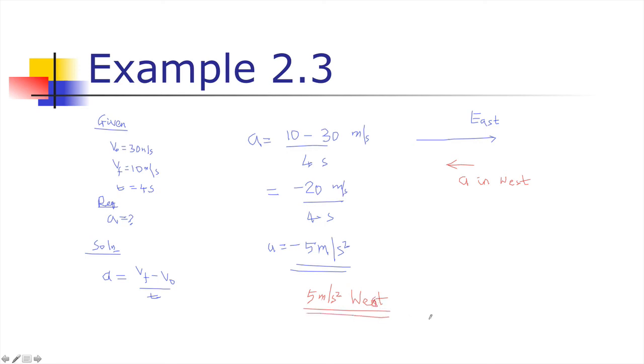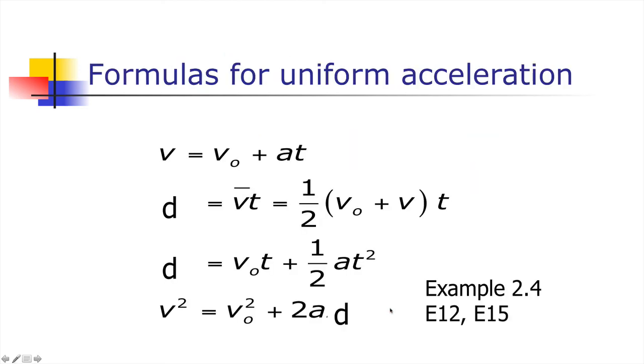So this is west. Okay, both answers are acceptable for me. Negative 5 meters per second squared, you leave it like that, fine. Or you give it to me as 5 meters per second squared moving in the opposite direction, because it literally says the car moved in the east direction. Okay, so that's what is happening in general.